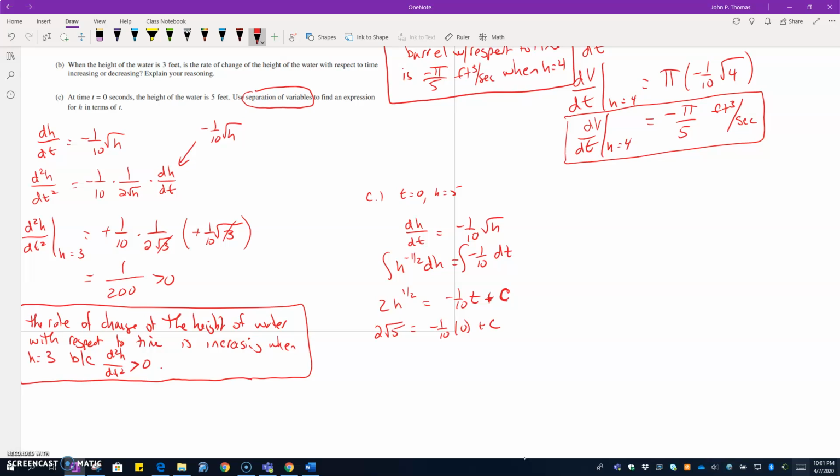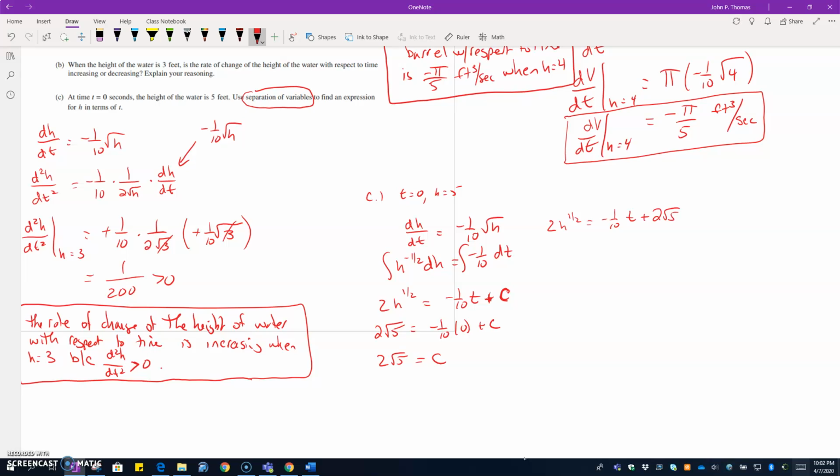At this point, we've got 2 root 5 equals c, because the negative 1/10 times 0 goes to 0. And now I've got my constant. So I'm going to bring that back, and that gives me 2h to the 1/2 equals negative 1/10 t plus 2 root 5.